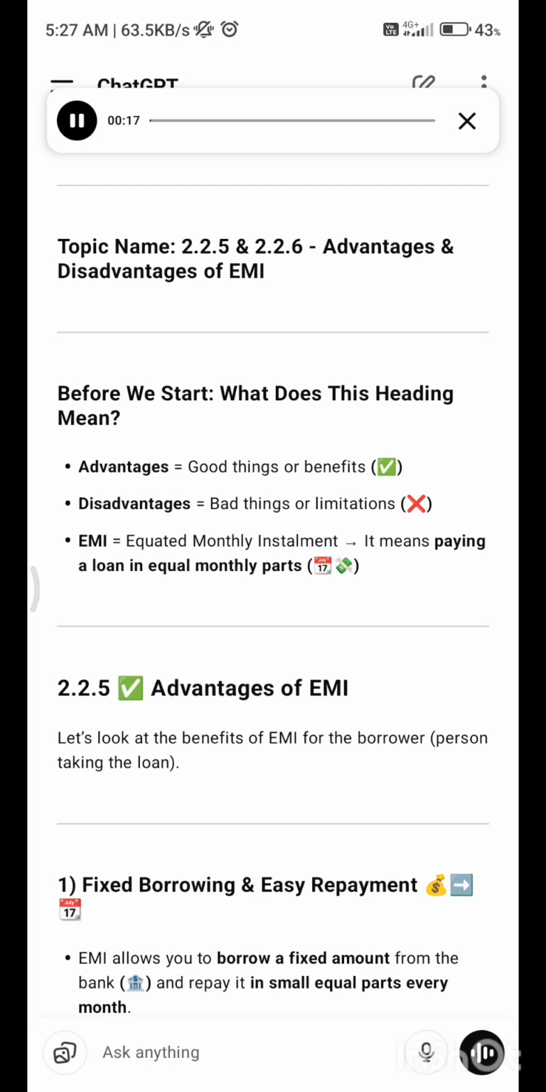Before we start, what does this heading mean? Advantages equals good things or benefits. Disadvantages equals bad things or limitations. EMI equals equated monthly installment. It means paying a loan in equal monthly parts. 2.2.5, advantages of EMI.